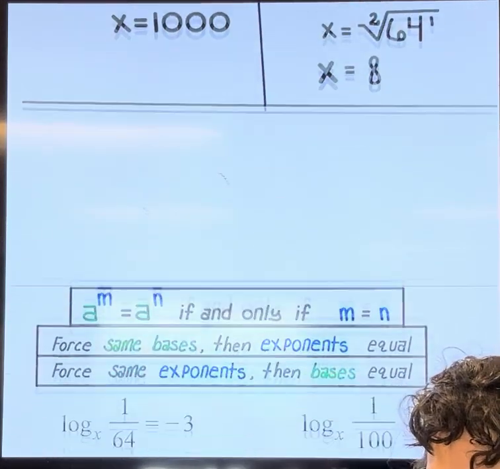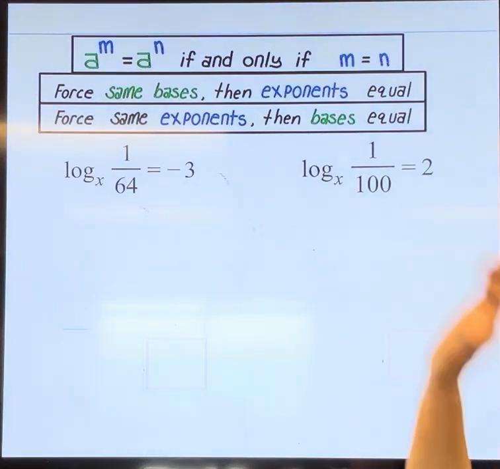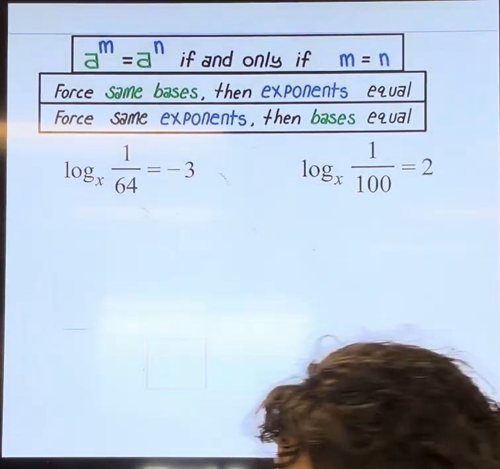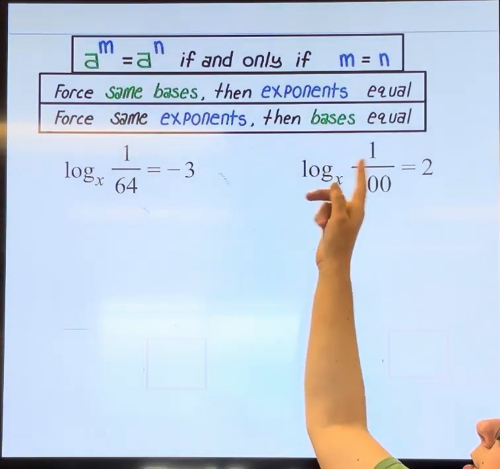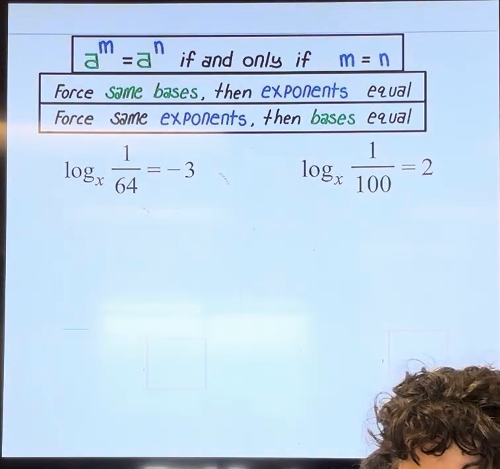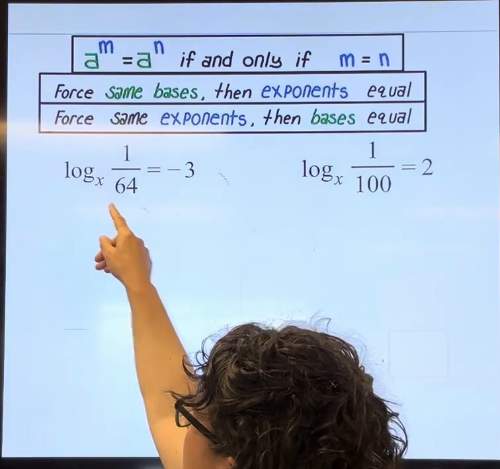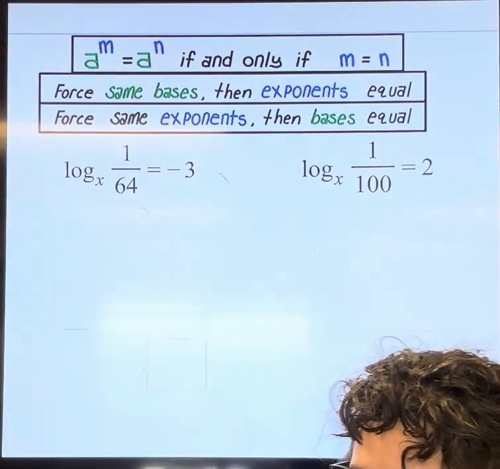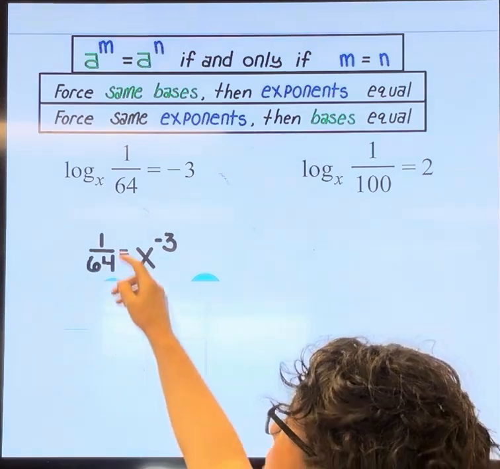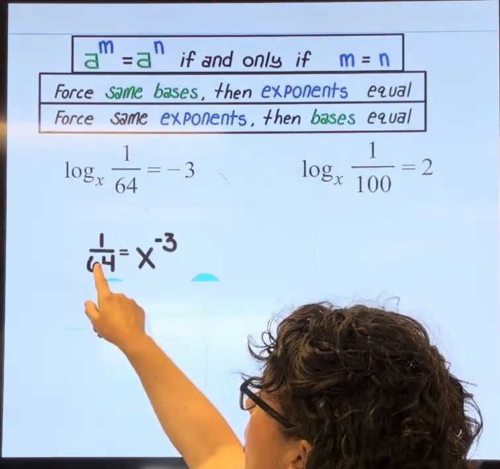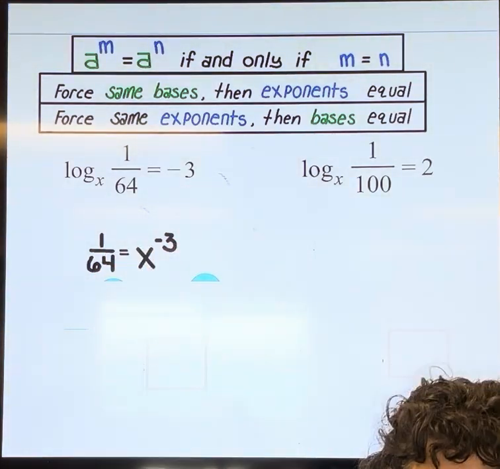Let's take a look at a few other ones. We're going to use a rule that if you have a to the m equals a to the n, then the exponents are equal to each other. I'm going to start off by tunneling under and changing this to exponential form here. So the x tunneled under, I have 1/64 equals x to the power of -3.